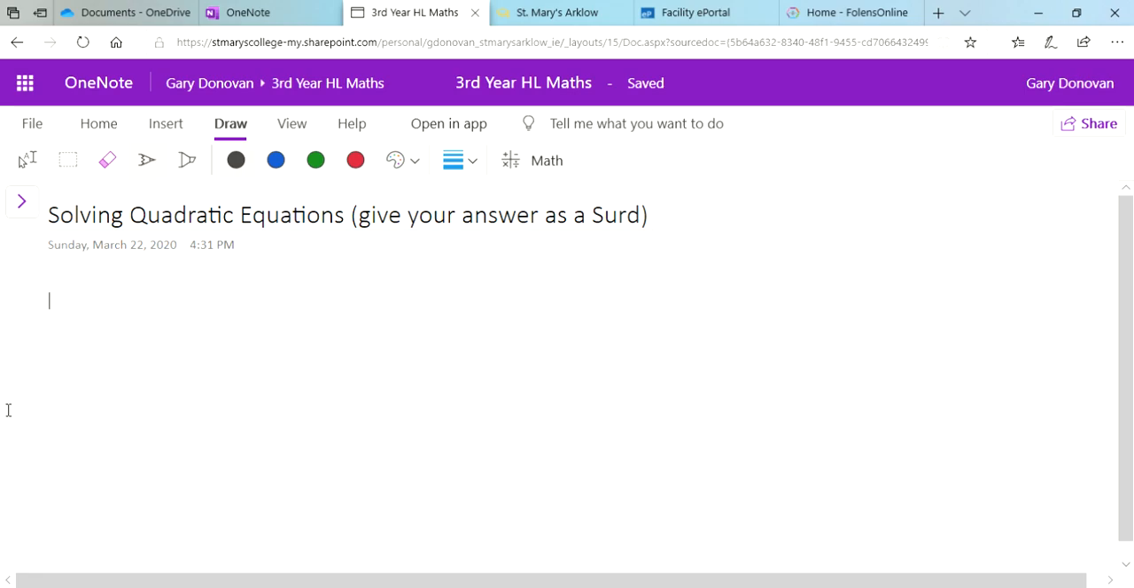In this video we're going to keep looking at solving quadratic equations, but the only difference really with this video is how we present our answer. In a lot of questions in the exam they ask you to give your answer as a surd, and we know what surds are already. We've covered surds. Examples of surds might be square root 13 or square root 62. Anything like that is an example of a surd.